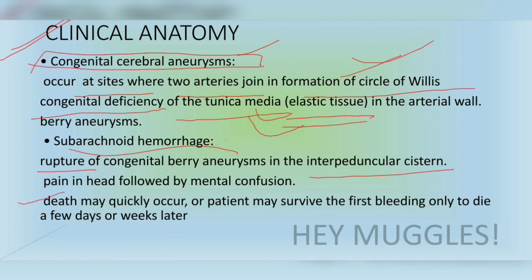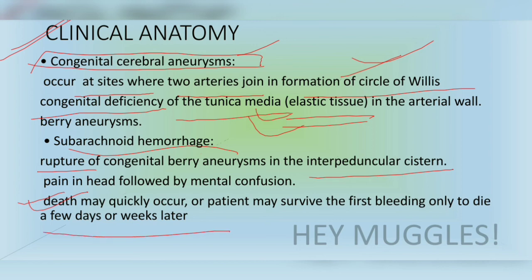Death may also occur immediately, or sometimes the patient survives the first bleeding and then dies a few days or weeks later, right? So death may quickly occur sometimes, or sometimes the patient may survive the first bleeding and then die after a few days or weeks, right?